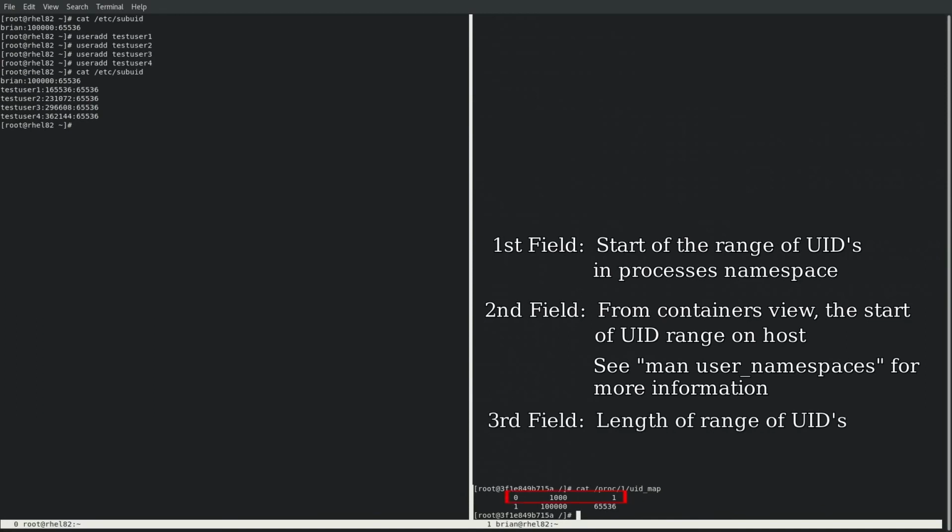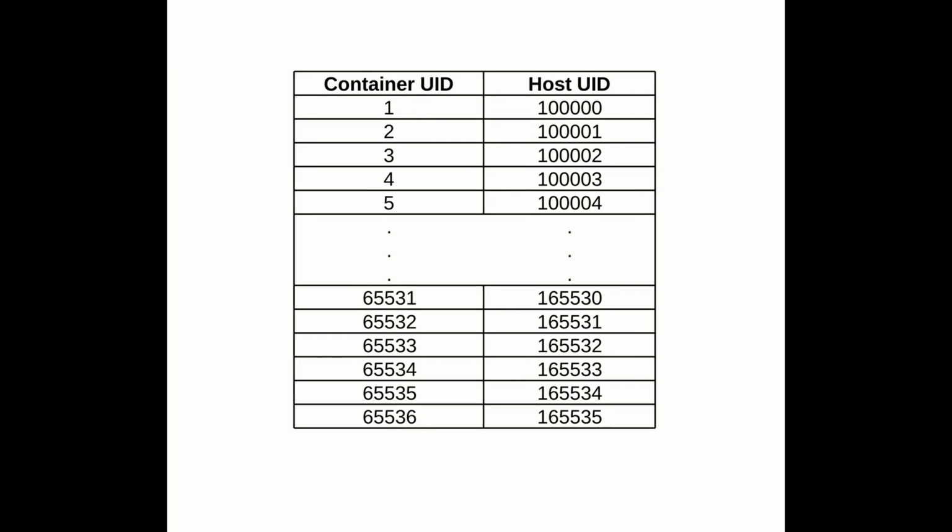In this example, the first line shows that the length of the range is 1, which means that this mapping is for a single user, and that UID 0 in the container, which is the root account, is mapped to UID 1000 in the parent namespace, which is the Brian account on the host that started the rootless container. The second line shows that we have a range of 65,536 UIDs that are mapped, starting with UID 1 in the container and starting at UID 100,000 in the parent host namespace.